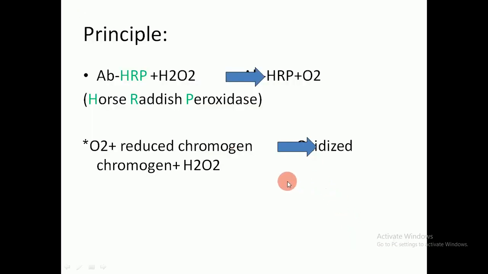And what happens? The principle is the antibody binds to horseradish peroxidase enzyme, and we add the substrate, which is H2O2, and this leads to horseradish peroxidase plus oxygen, and then this oxygen oxidizes the chromogen in the reduced form, so this leads to oxidation of the chromogen and H2O only. This is wrong, no 2, only H2O, water, and this gives the color.